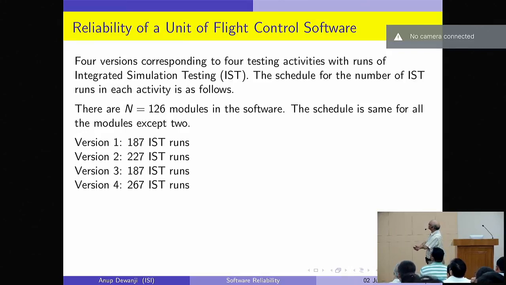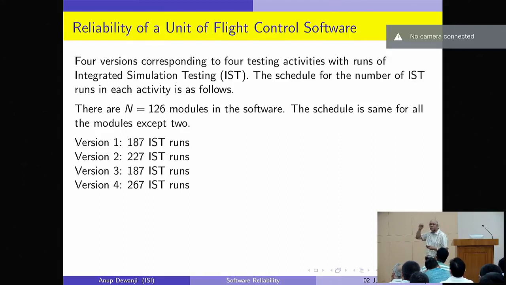Let's see. So this is a software for a flight control system. We got this problem from ISRO. When the satellite gets launched, then its flight path is controlled by several units of software. So this is a unit of software we looked into, which is for a flight path of about 20 seconds. I remember for 20 seconds, this is a huge software, and they gave us a lot of testing data, and they wanted us to look into that.